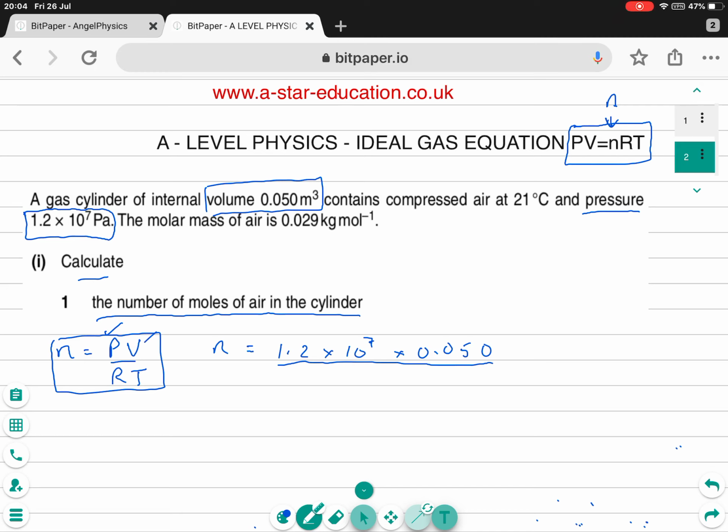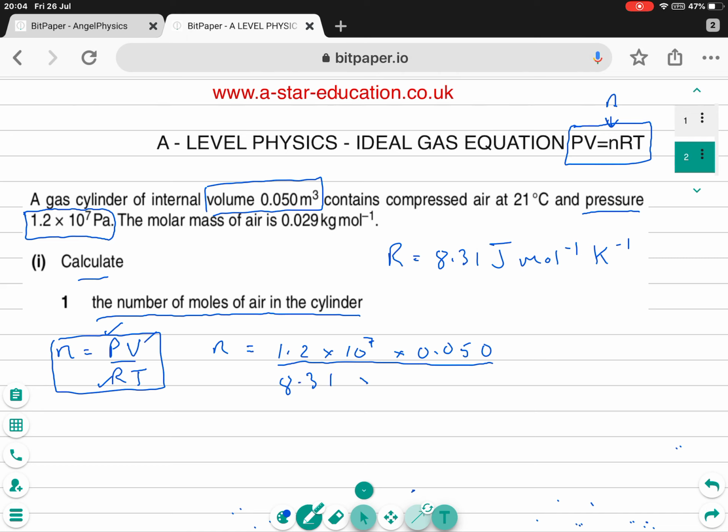Next, we need to look for the R. Now, R isn't given. R is a constant. It's called the ideal gas constant, and it's one of those things that you can look up in your exam question. There'll be a list of constants, and for an ideal gas, the ideal gas constant R is 8.31 joules per mole per Kelvin. So that's the R, and we just need to put that into the equation as well.